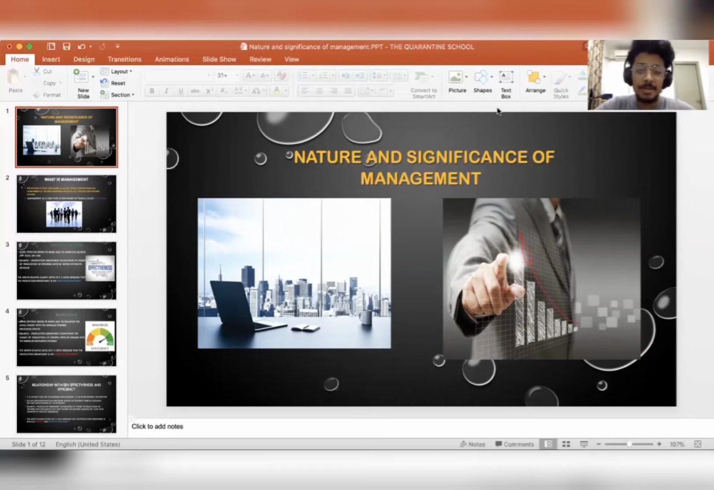The chapter which today I'm going to cover is Nature and Significance of Management. This chapter gives you a very brief introduction about what is management, what are the characteristics of management, what are the importance of management. This chapter is very much essential for understanding how organizations function. Without any delay, let's get started.